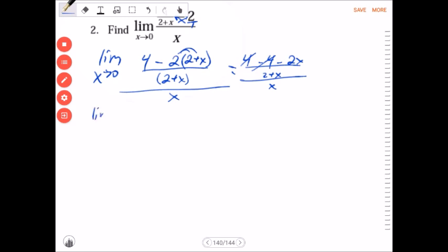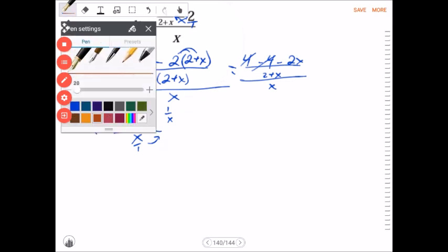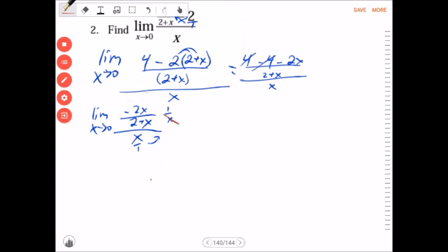So really, this part is the limit as x approaches 0 of -2x over 2 plus x, all divided by x. Remember, that's x over 1, and then we flip and multiply 1 over x. Then this x cancels off with this x, so you end up with the limit as x approaches 0 of -2 over 2 plus x. We've canceled off the 0 over 0 part, so we just substitute the 0 in: -2 over 2 plus 0, well, 2 plus 0 is 2, so -2 over 2, which is just -1.